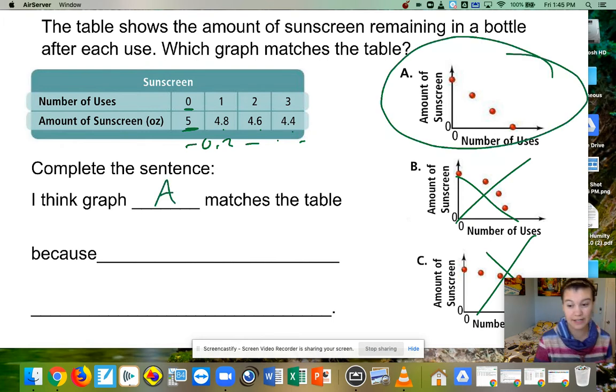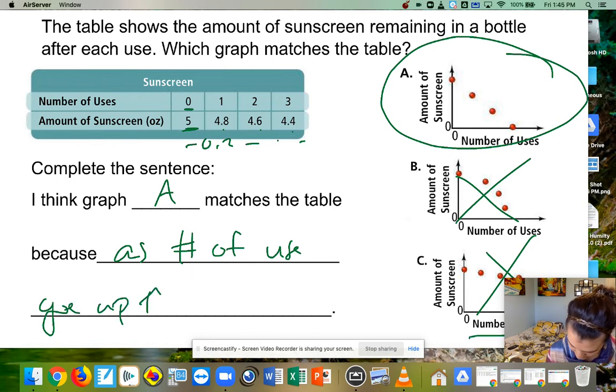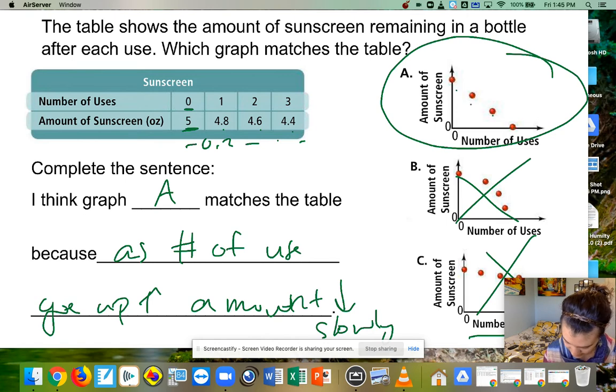So if you're going to write this on a test or explain this, you'd say you think graph A matches the table because, and then explain why. So one explanation could be as the number of uses goes up, the amount decreases or goes down slowly. So it's going down slowly instead of here dropping off right away, or here evening off, and then you just have an infinite amount of sunscreen.